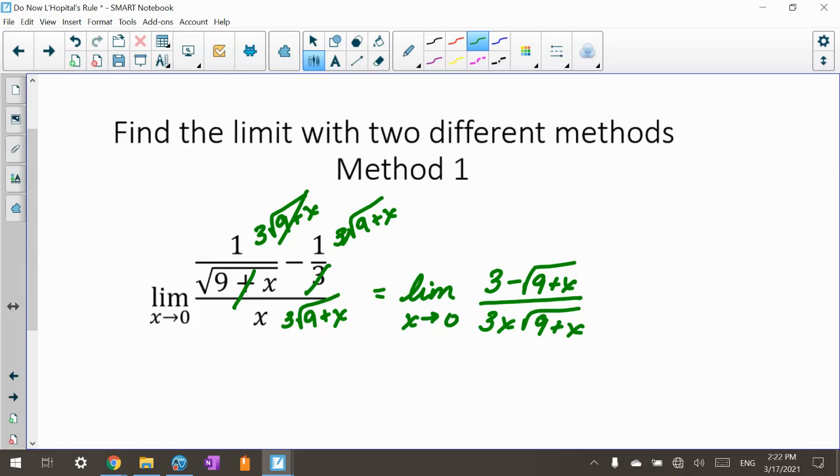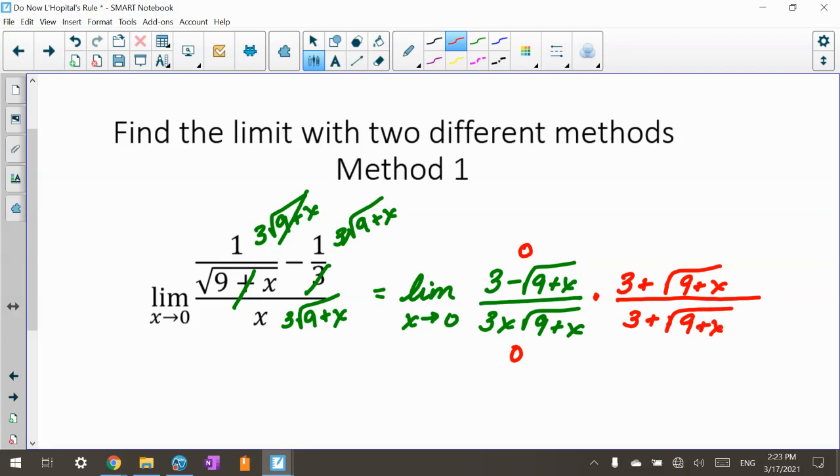Now, if I plugged a 0 in here again, I'd still get 3 minus the square root of 9, so I'd still get 0 over 0. So my next method is to multiply this by the conjugate of the numerator. So I'm going to multiply it by 3 plus radical 9 plus x over 3 plus radical 9 plus x.